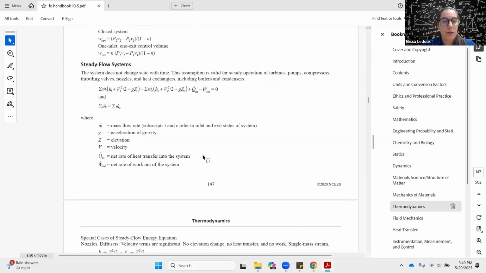Okay. A steady flow system is a system that does not change state with time. So this is true for turbines, pumps, compressors, throttling valves, nozzles, and heat exchangers. So if something comes in as a liquid, it leaves as a liquid. If something comes in as a gas, it leaves as a gas. So note that the evaporator is not shown on here because an evaporator would take a liquid and turn it into a gas. But the rest of these is assuming that you are working with only gas or only liquid.